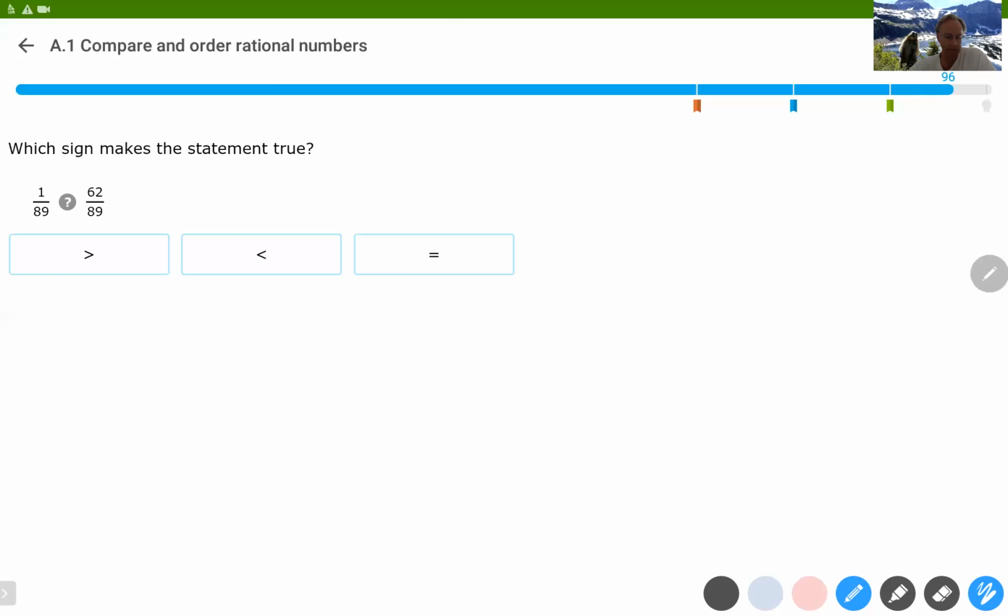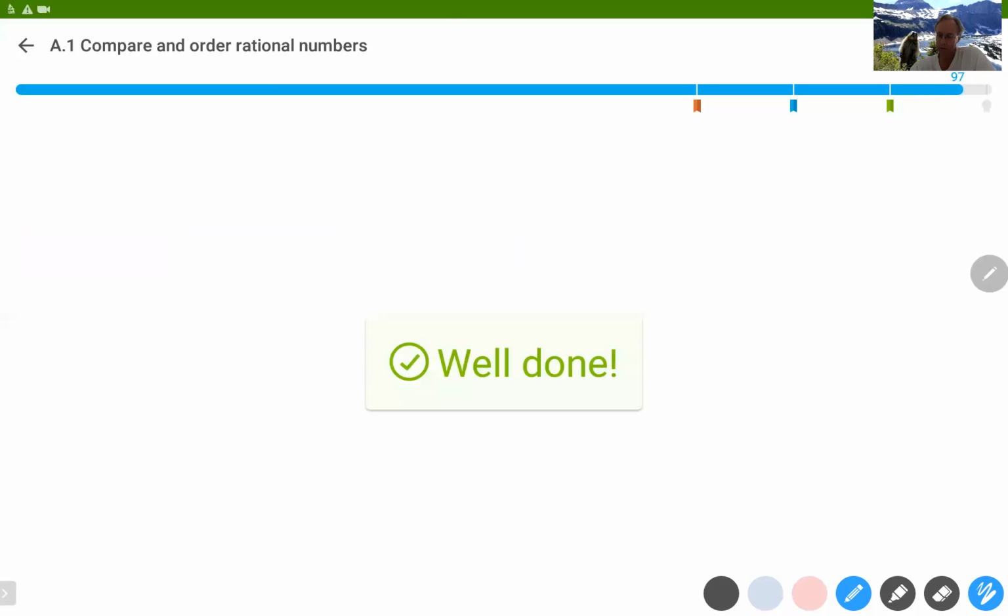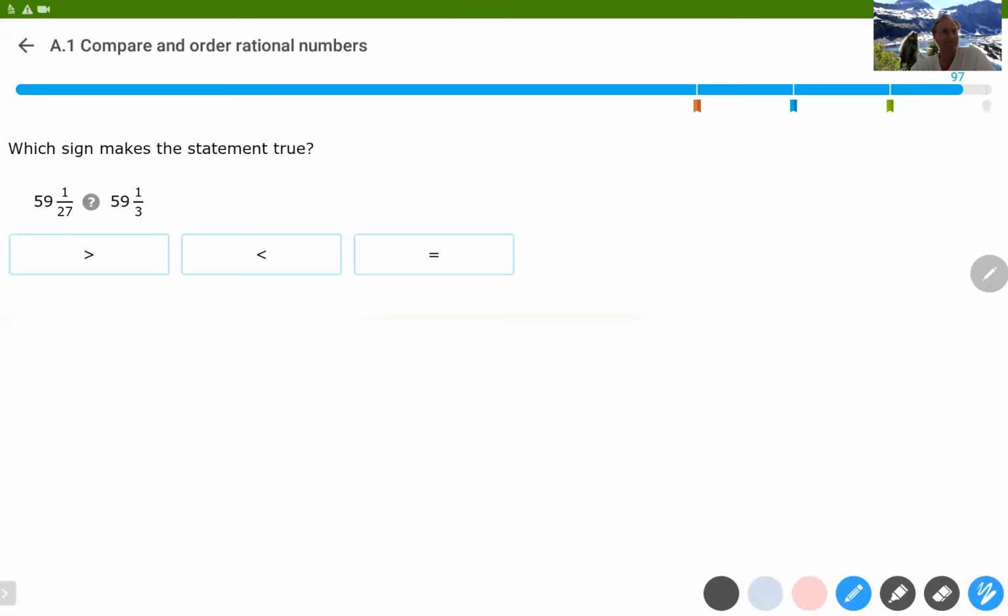Okay, now we have the reverse. 62 is obviously bigger than 1. Common denominators. And it looks like we've got 1/3 or 1/27. 1/3 is much bigger than 1/27. 1 over 27 compared with 1/3.